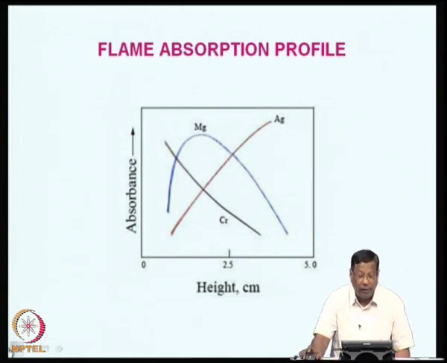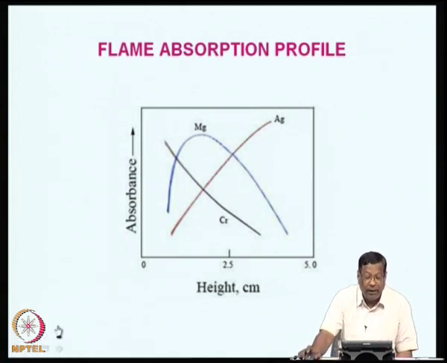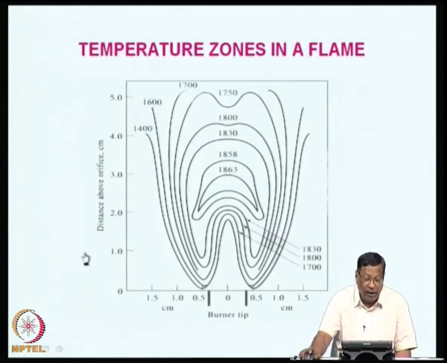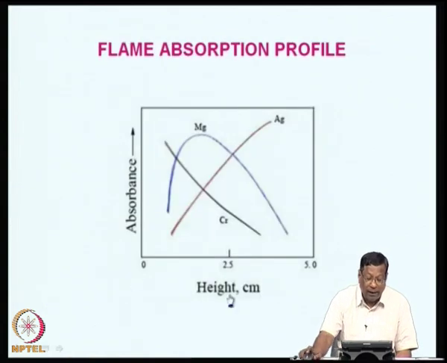Sometimes it is important to decide at what height the radiation should pass through. Like I was showing you, you can pass the radiation around 1 centimeter height, or 2, 3, or 5 centimeter height. All you have to do is position your hollow cathode lamp at that height above the flame. Now, if you do that, you can see that for silver, as you increase the height, absorbance keeps on increasing.